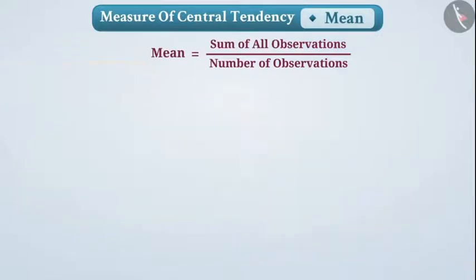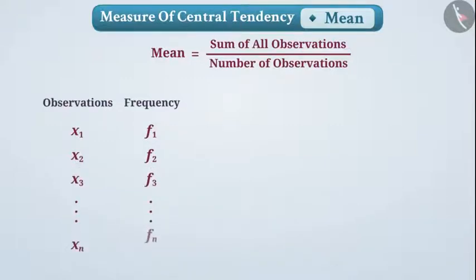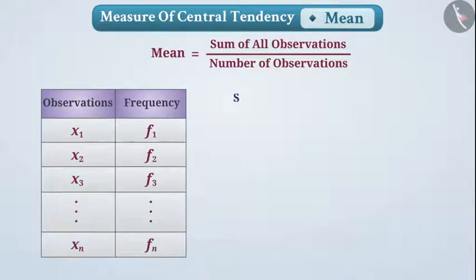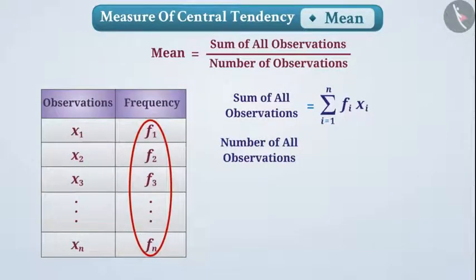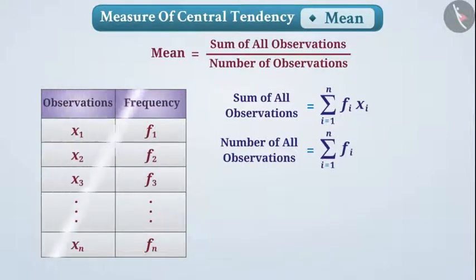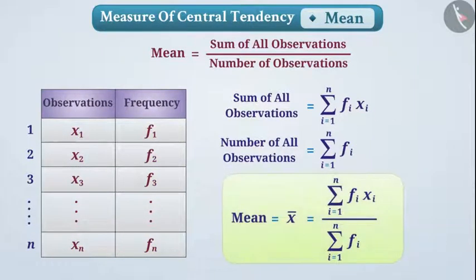Now consider that in the observations, the frequency of x1 is f1, x2 is f2, x3 is f3, similarly xn is fn. Then we can get the sum of all observations in this way and the number of all observations in this way. Remember that here n represents the total number of observations. In this way, now the mean of these observations can be written in this way. With the help of this formula, we can find the mean for a given ungrouped frequency distribution.